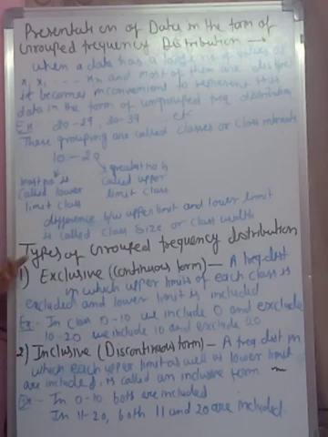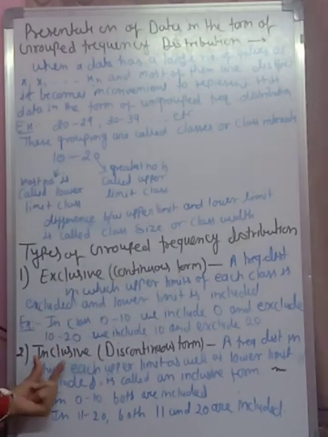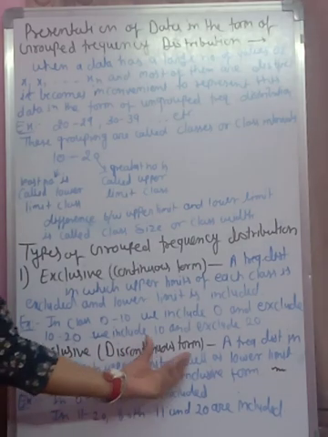So these are the types of grouped frequency distribution: the exclusive continuous form and the inclusive, that is the discontinuous form.